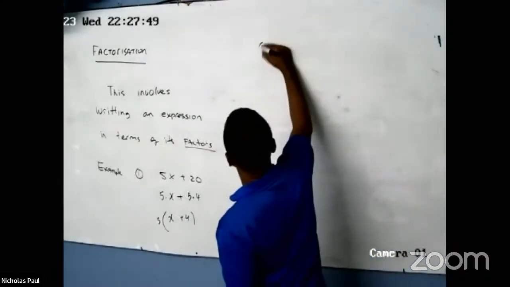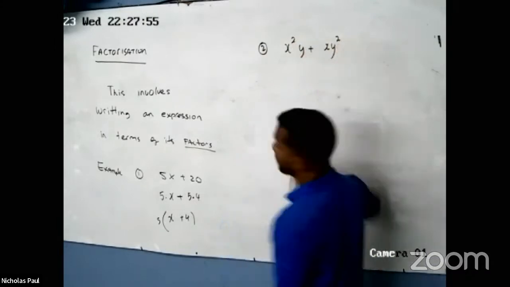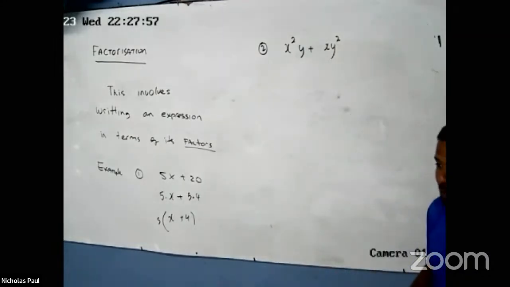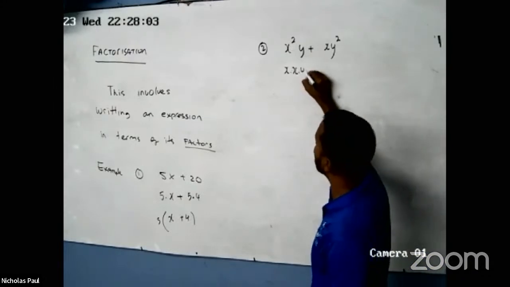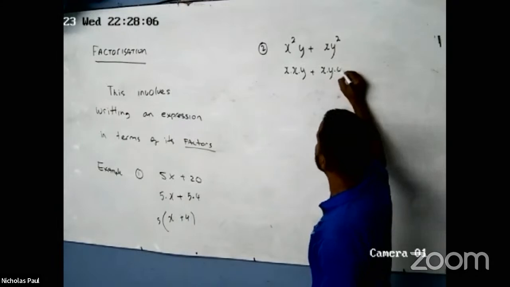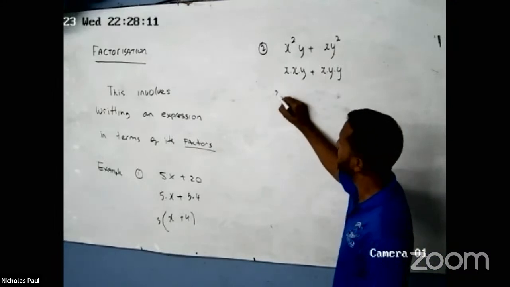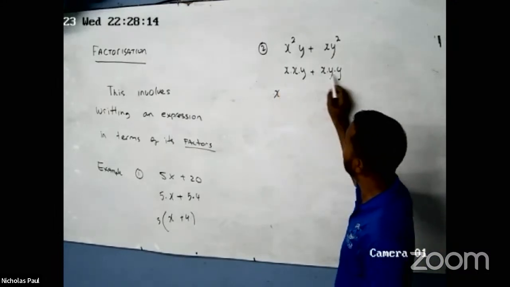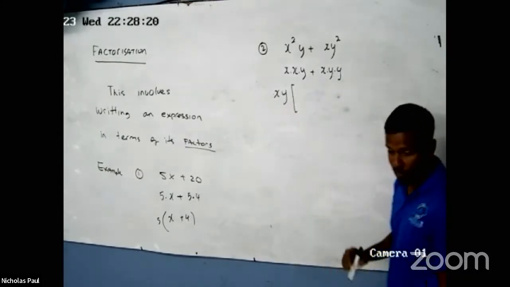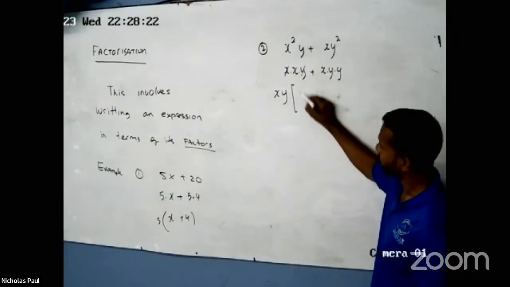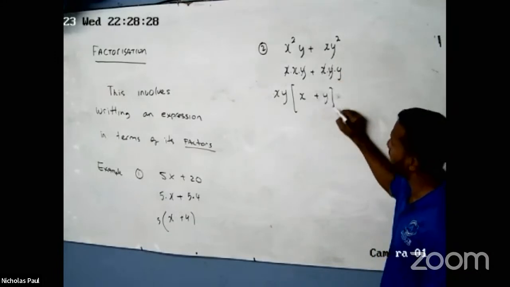Right, second one, let's go a little bit harder now. X squared y plus xy squared. So we have to figure out now what they have in common. So what I will do first, I will expand it. So I'll put x by x by y, and x by y by y. Okay, so watch it now. They both have x in common, and they both have a y, right? So if I take out x and y, I'll be left with x. If I take out x and y, I'll be left with plus y.